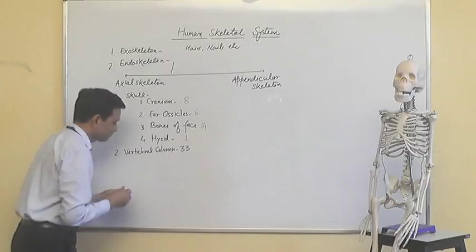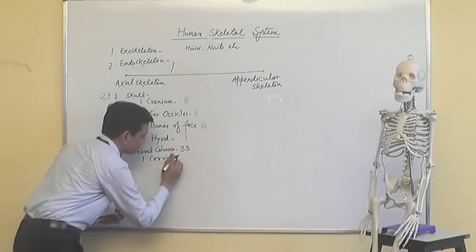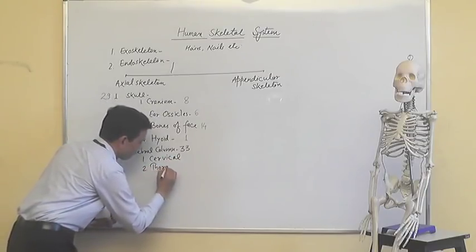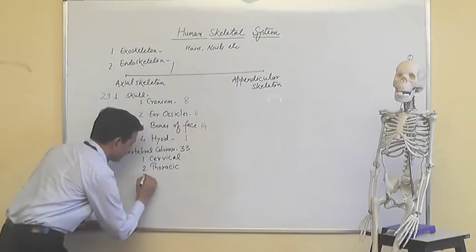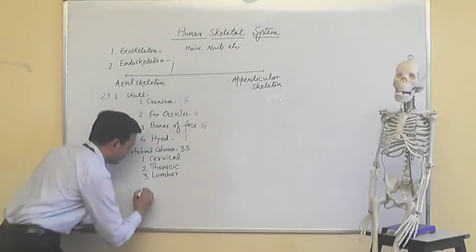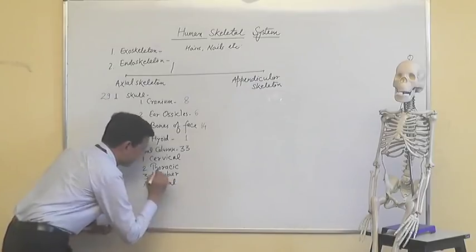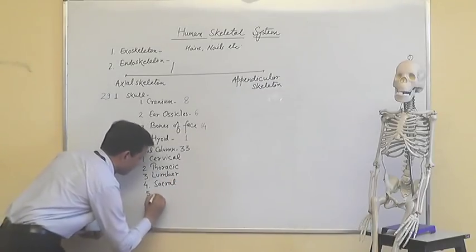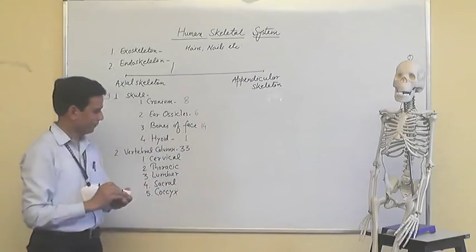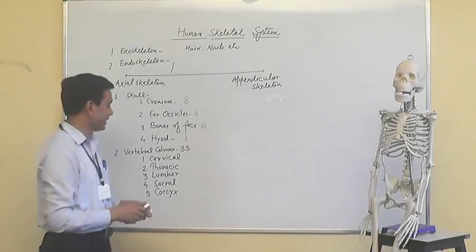Number 1, cervical vertebrae. Number 2, thoracic vertebrae. Number 3, lumbar vertebrae. Number 4, sacral vertebrae. And number 5, coccyx vertebrae. These coccyx vertebrae are also called caudal vertebrae.